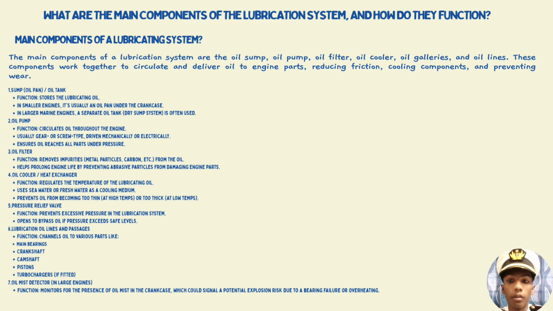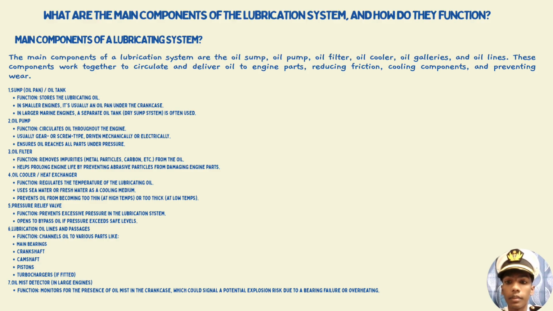The third is the oil filter. Its function is to remove impurities, metal particles, carbon and so on from the oil. It helps prolong engine life by preventing abrasive particles from damaging engine parts. The fourth one is the oil cooler or heat exchanger. Its function is to regulate the temperature of the lubrication oil. It uses seawater or fresh water as a cooling medium and prevents oil from becoming too thin at high temperatures or too thick at low temperatures.